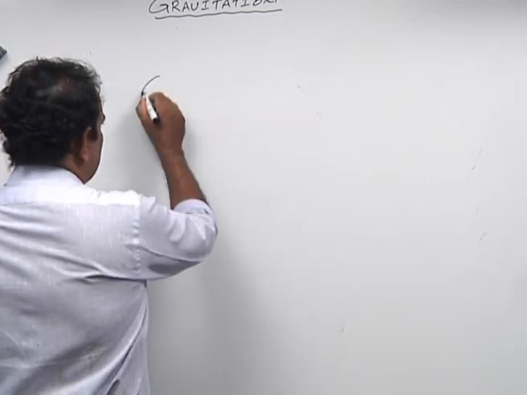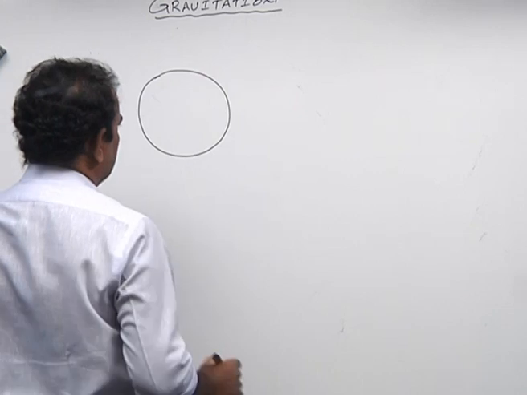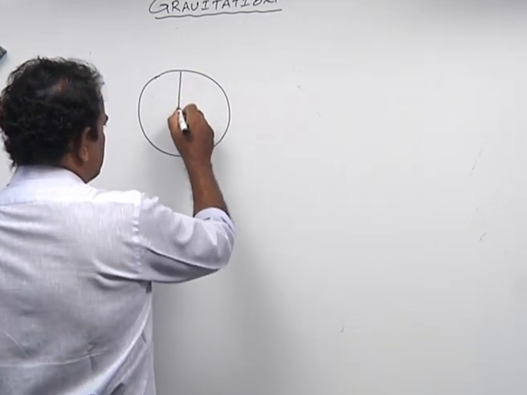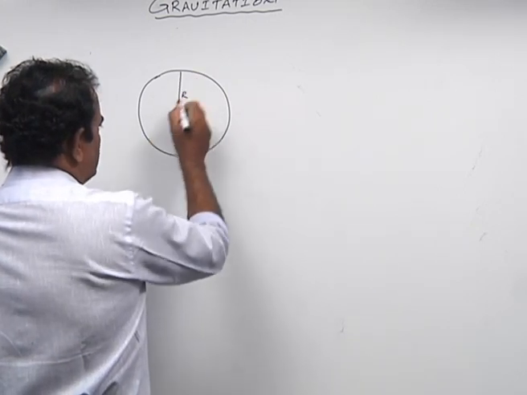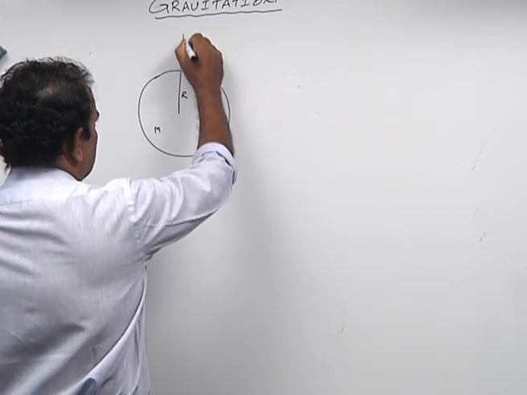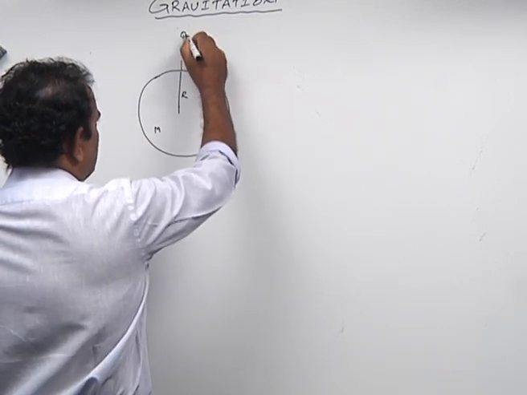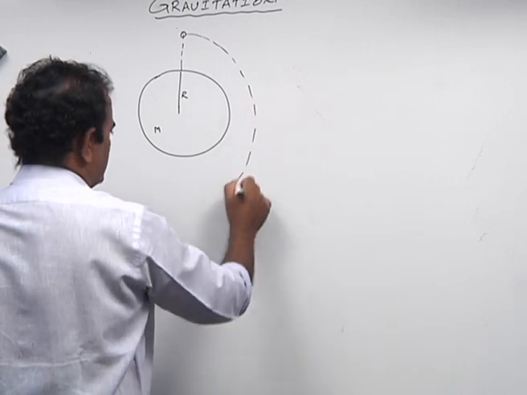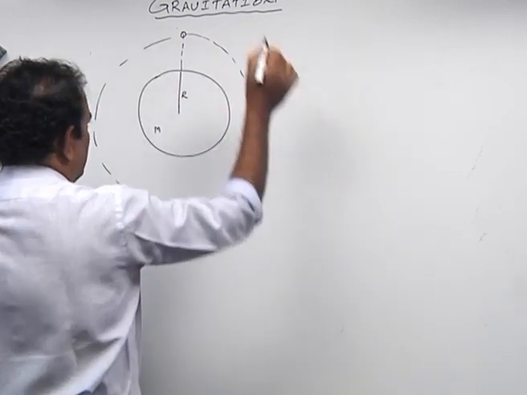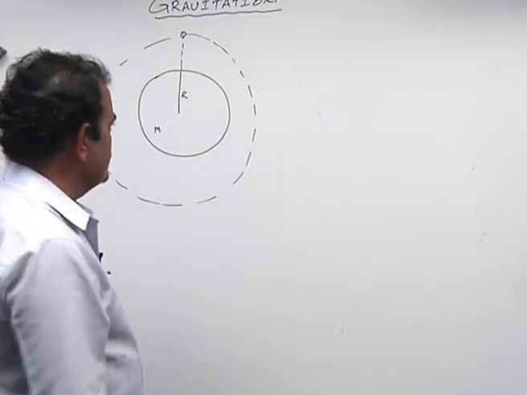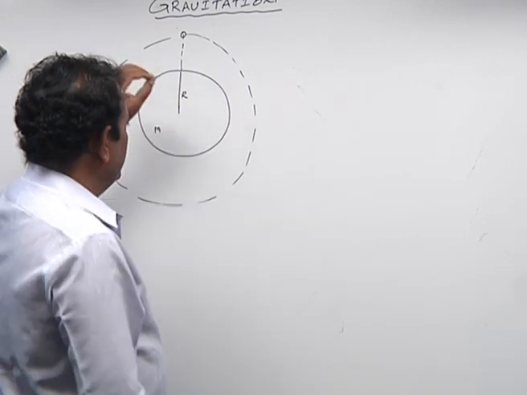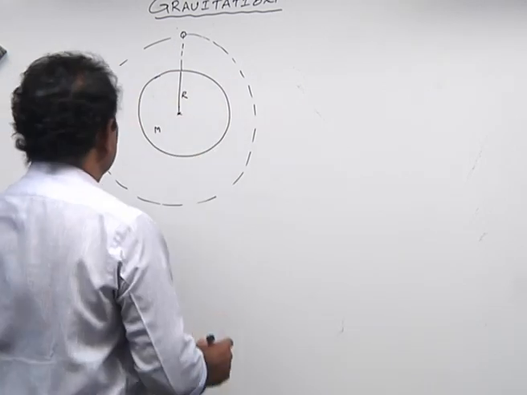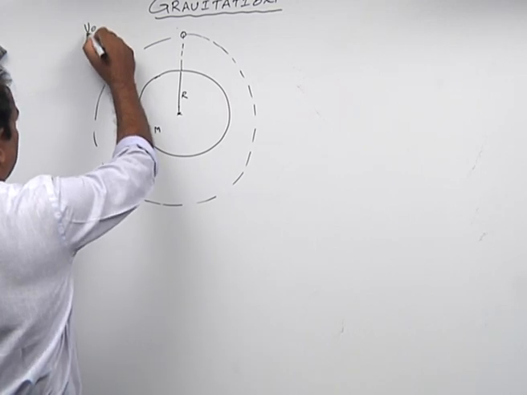For that orbital velocity, we are taking the earth as a perfect sphere, with radius r and mass m, and a satellite rotating around this earth in an orbit like this. When it is rotating, it definitely experiences centrifugal force. So here we are deriving the formula for the orbital velocity.